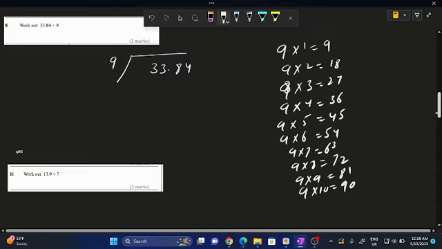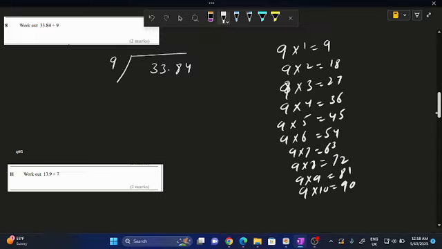Now, choose the number that is less than 33.84 and closer to 33. I cannot choose 9 because that is less than 33, but not very close to 33. I cannot choose 18 because that is less than 33 but not very close. So skip this one. I can choose 27. Why? Because 27 is close to 33 and also less than 33.